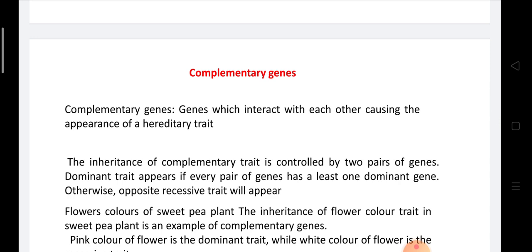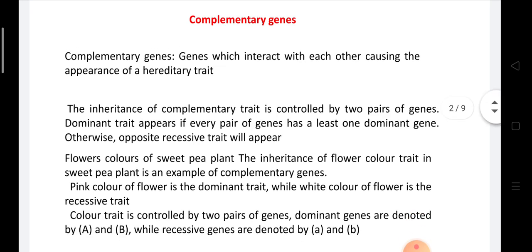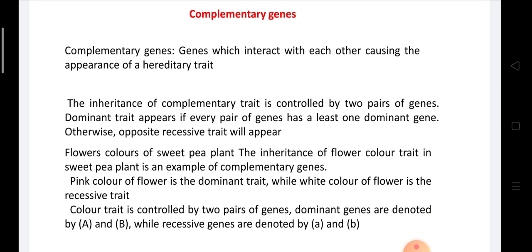Lesson 2 in Unit 5 or Chapter 5 in Biology. This lesson is talking about complementary genes. Complementary genes are genes which interact with each other and may affect the appearance of a hereditary trait.